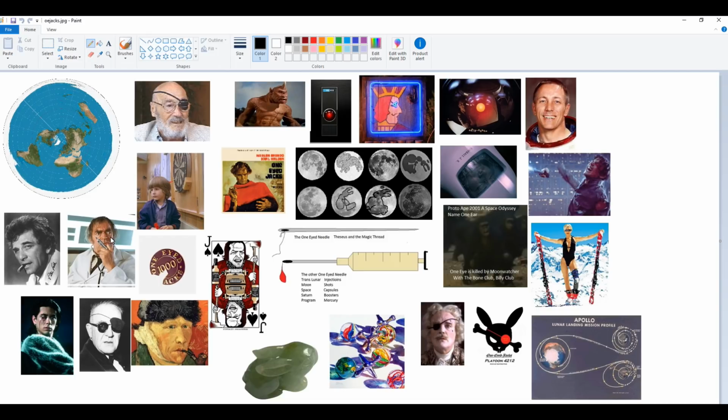He has one glass eye with a One-Eyed Jack in his hand, and we get the One-Eyed Jack because it's a one-eyed needle, and just like Theseus and the Magic Thread. So we're using part of the Theseus and the Magic Thread allegory in with the Cyclops.